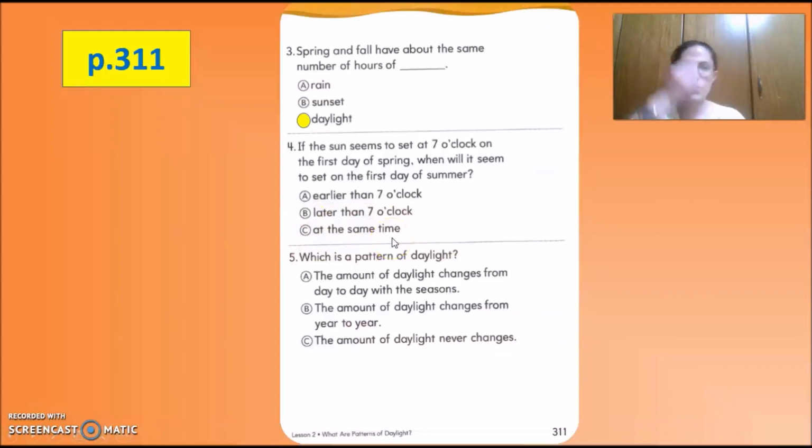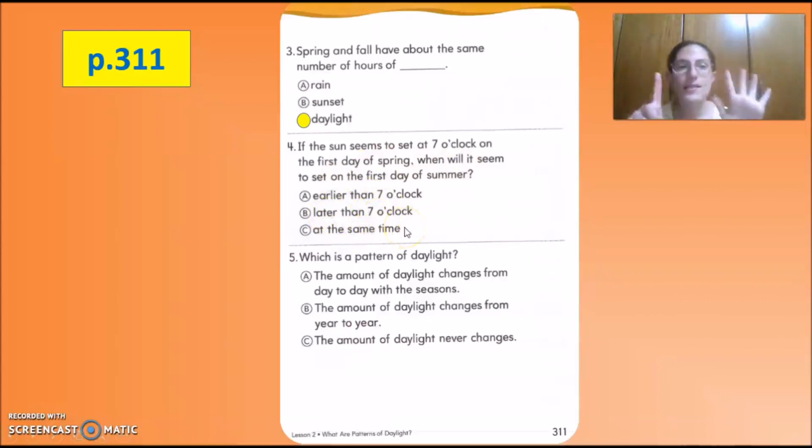So I'm going to reread. Listen up carefully. 4. If the sun seems to set at 7 o'clock on the first day of spring, when will it seem to set on the first day of summer? A, earlier than 7 o'clock. B, later than 7 o'clock. C, at the same time.